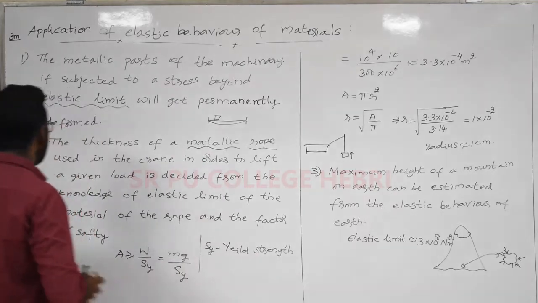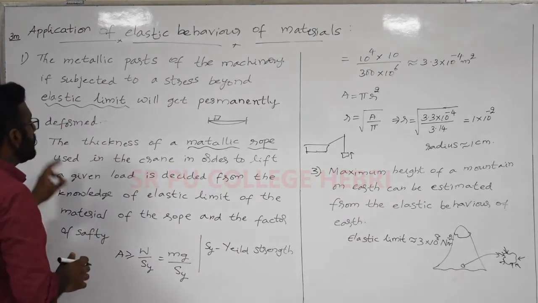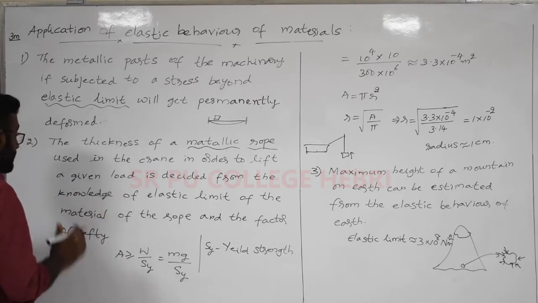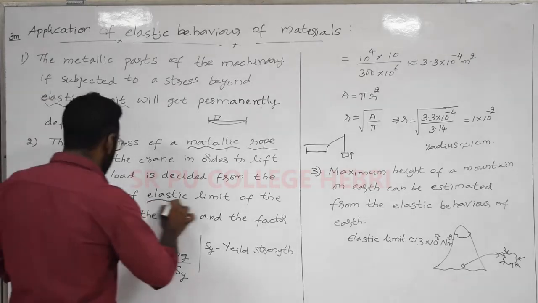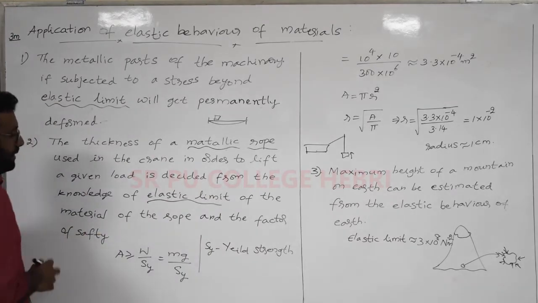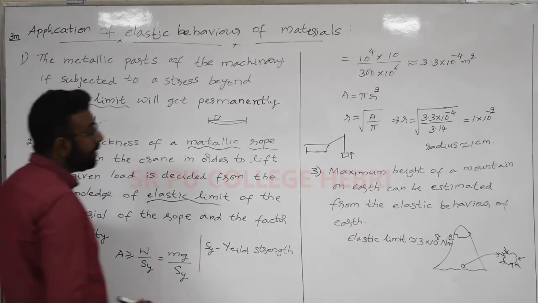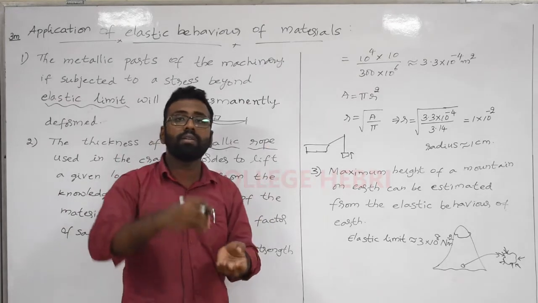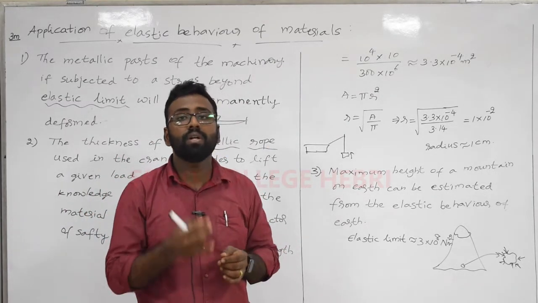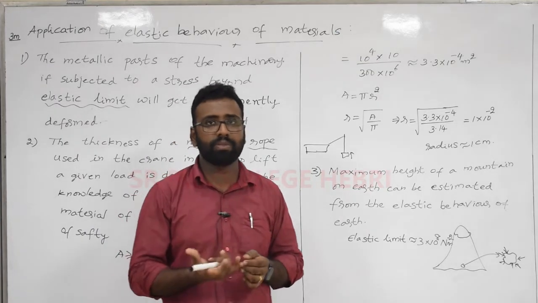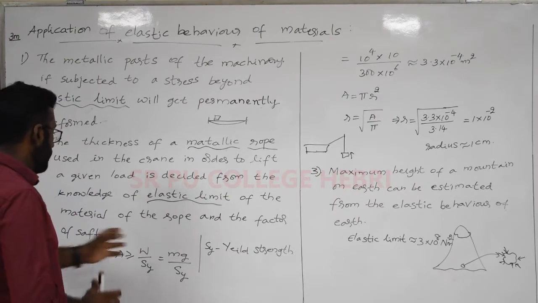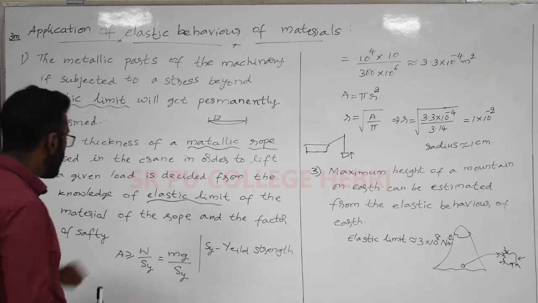The thickness of the metallic rope used in the crane to lift a given load is decided from the knowledge of the elastic limit of the material of the rope and the factor of safety. So we should know how much weight this rope can bear. Only then will that rope be used for the particular lifting purpose. Now, what should be the thickness of the rope? We can decide it from a small mathematical idea.